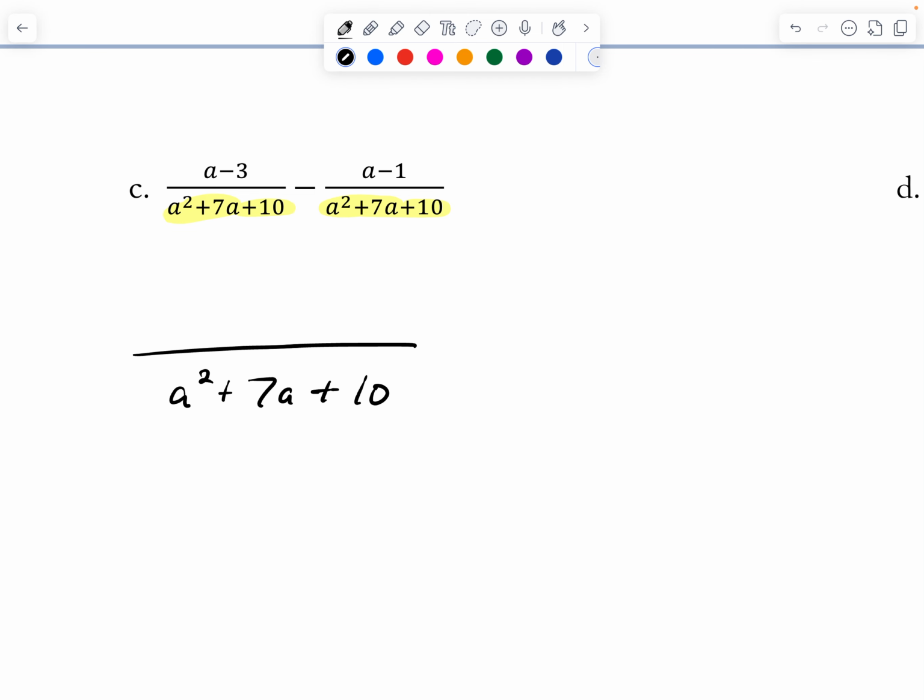A minus A is 0. Negative 3 minus a negative 1. So make sure you're subtracting this negative. Subtracting a negative is really just adding. So negative 3 plus 1 is negative 2.